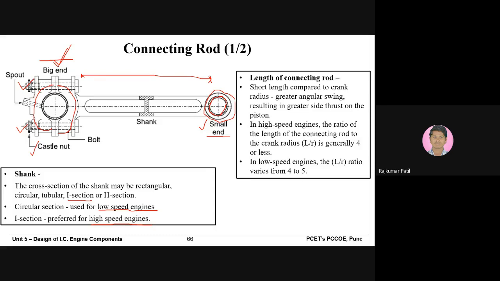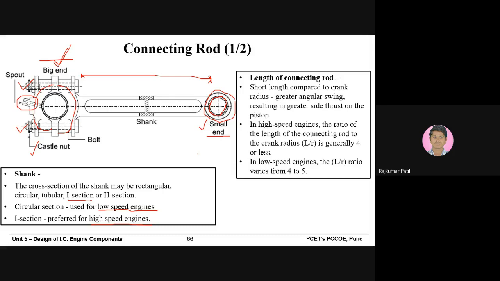At the other end of the big end you can see a spout, and it is used for lubrication. When the connecting rod is moving continuously, it takes the oil from the crankcase and splashes it so that the other parts, especially the cylinder wall, piston pin, and piston rings, get lubricated. That is the function of this spout.